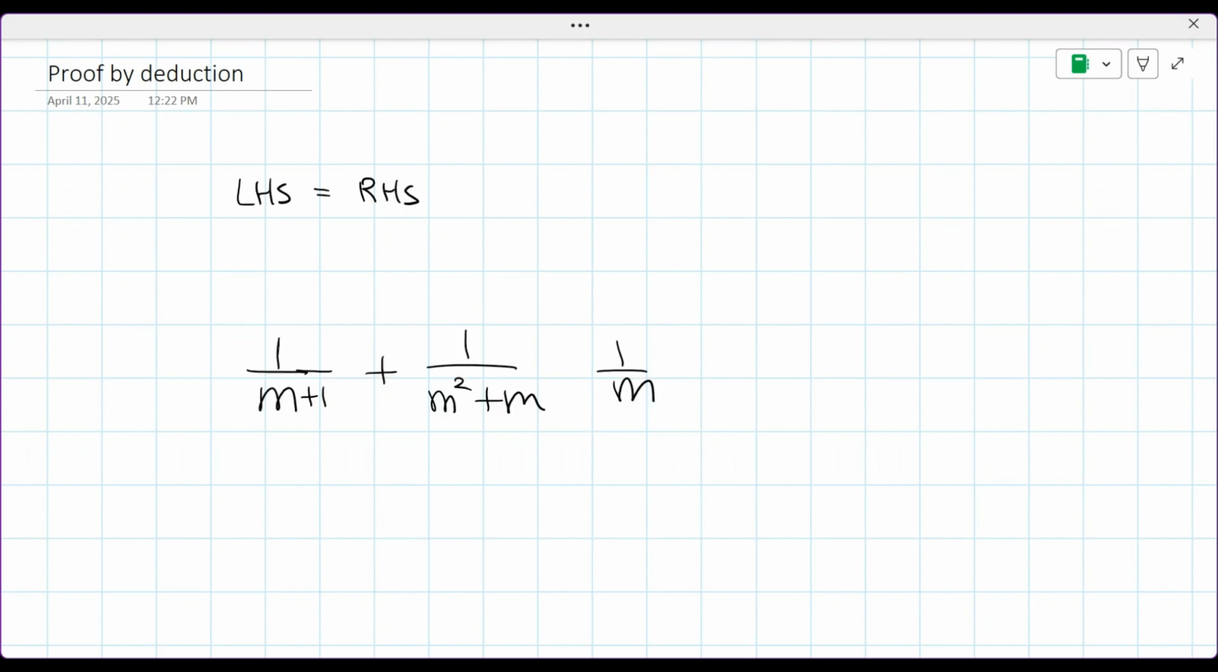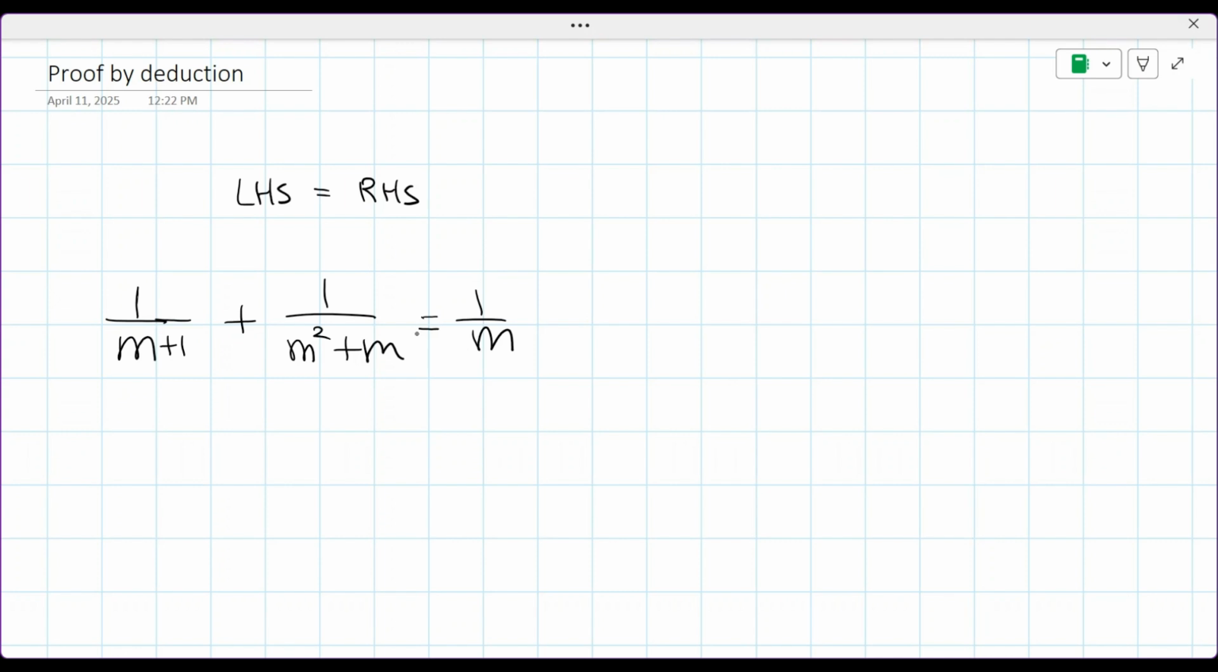Let's say we have a proposition like this. We want to prove this identity. We want to prove that the left hand side and the right hand side are equal to each other. So once again, you might be tempted, hey, I have fractions all over the place, so why don't I multiply both sides by m, so I just have 1 on the right hand side? Well, we're not allowed to do that here.